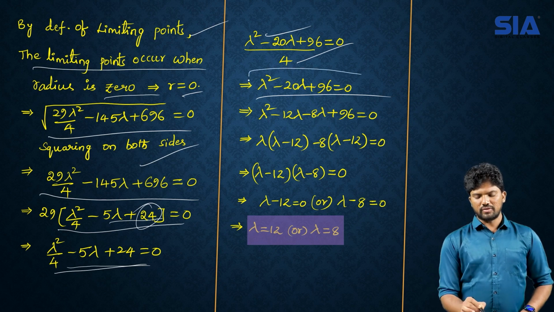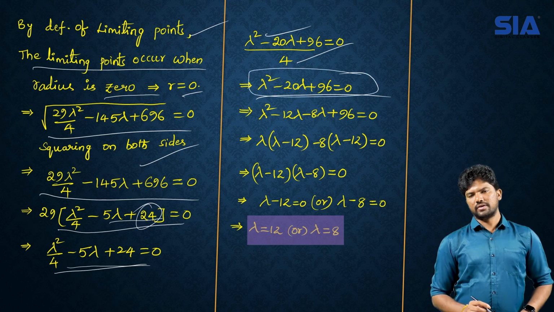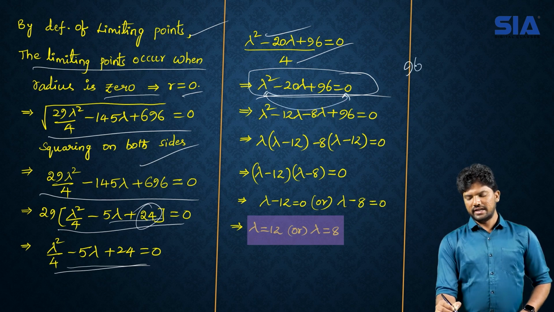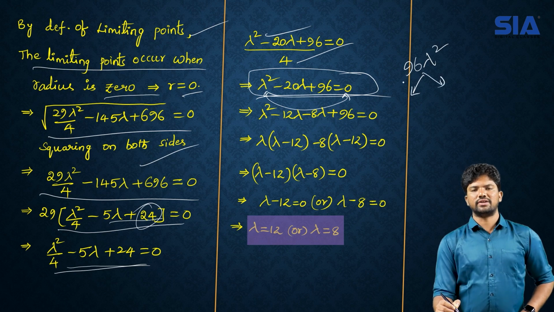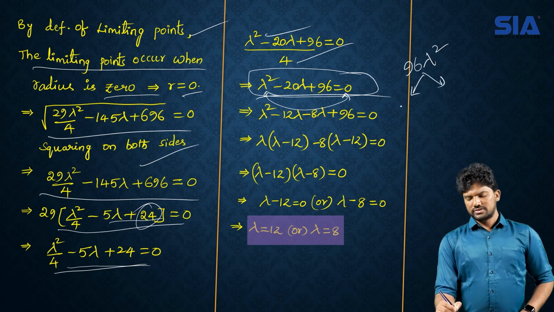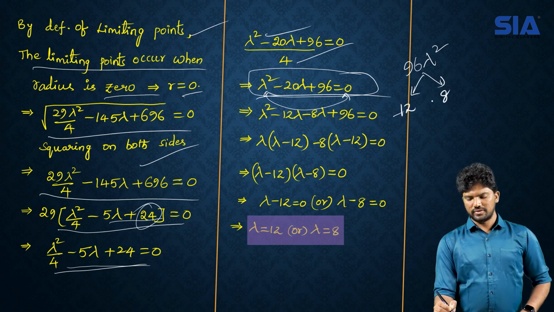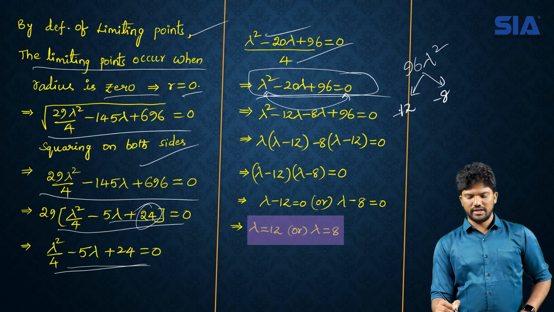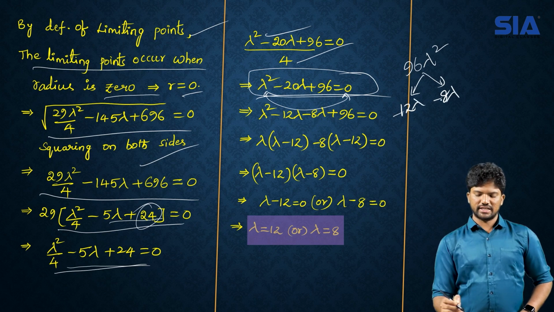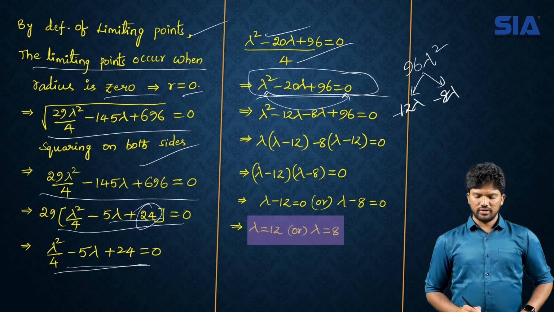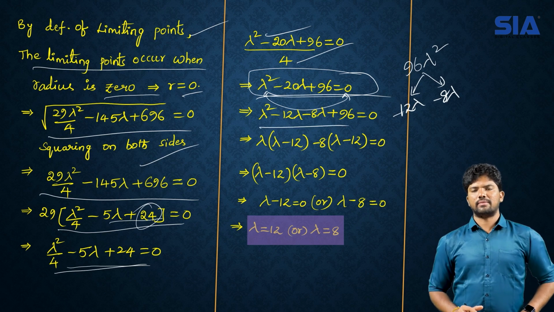So it is a purely quadratic equation in lambda. Okay, so multiply first term and last term. So you will get 96 lambda square. This 96 lambda square we have to split into two parts. So 12 8s are 96. So minus 12, minus 8, that is minus 20: minus 12 lambda, minus 8 lambda. Okay, so in this format we can split the middle term. Lambda square minus 12 lambda minus 8 lambda plus 96 equal to 0.